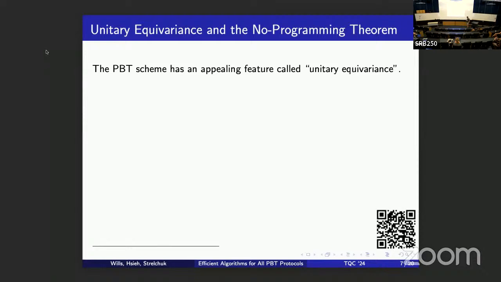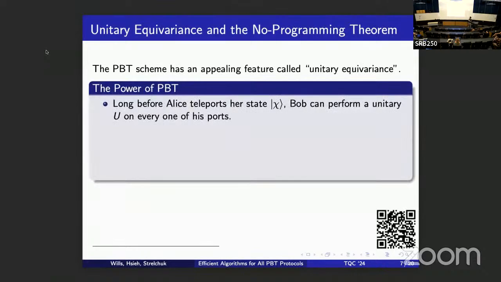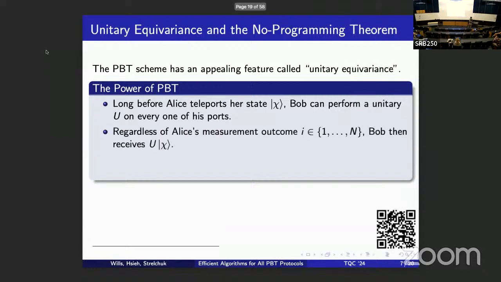Now, being able to do this is quite powerful. This has a feature called unitary equivariance. So imagine long before teleportation happens, long before Alice teleports the state chi, imagine Bob performs a single qubit unitary on every one of his ports. So Bob hits every one of his ports with U.